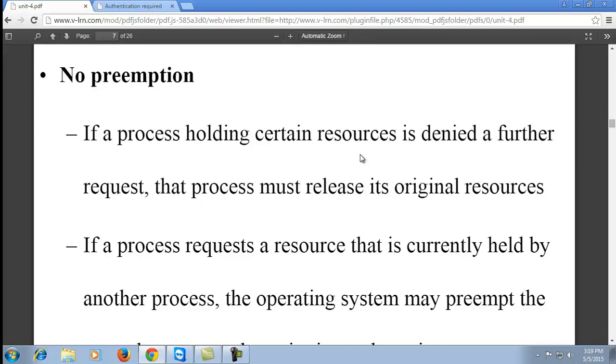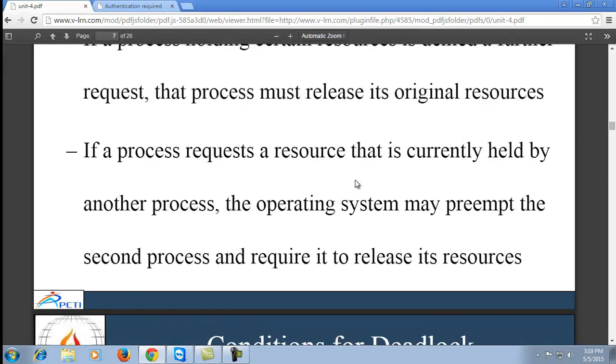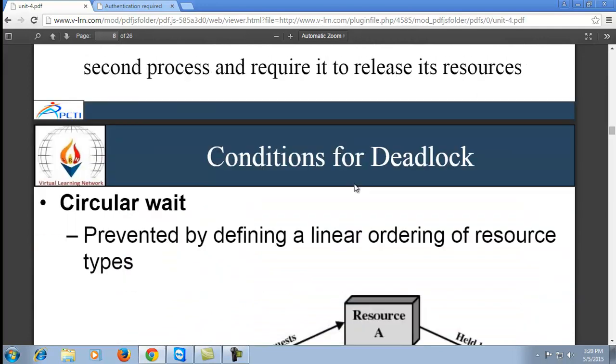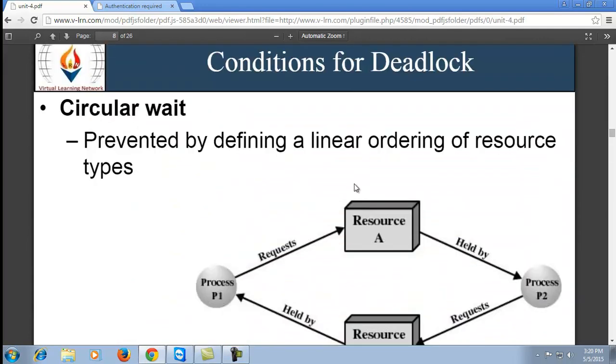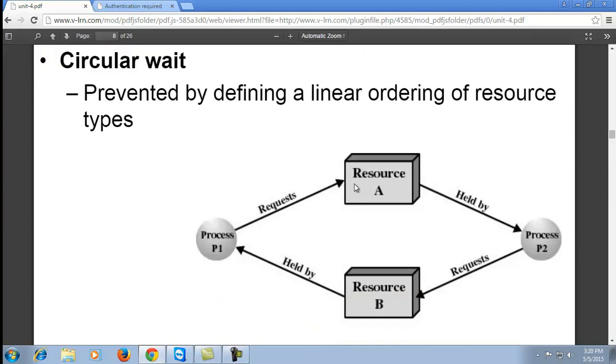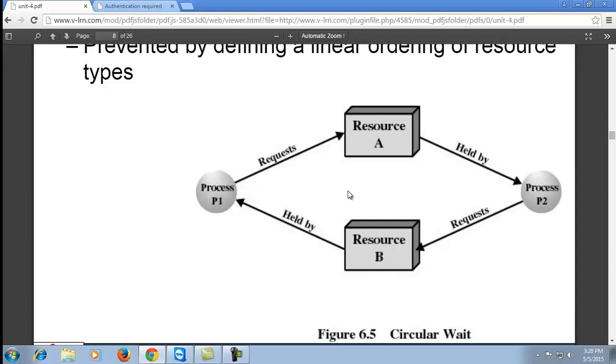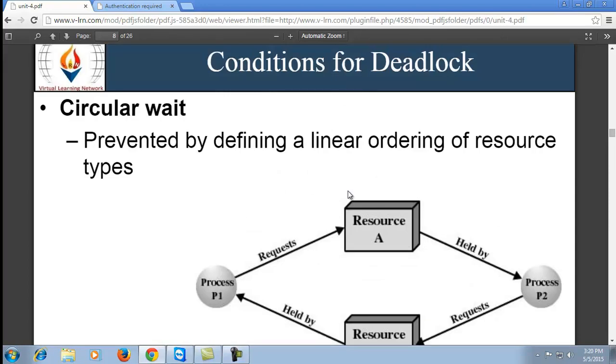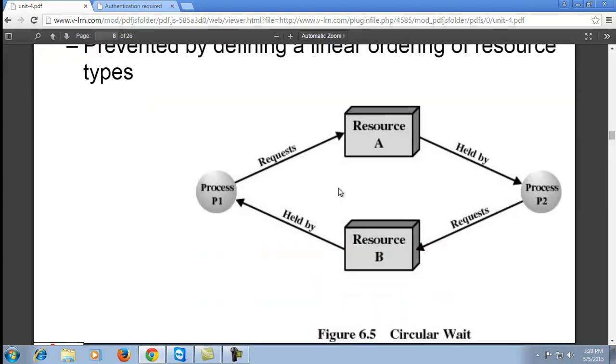If a process requests a resource that is currently held by another process, the operating system may preempt the second process and require it to release its resource. The next condition is circular wait, prevented by defining a linear ordering of resource types. In this problem, a resource is held by a single process, but it is requesting another resource which is held by another process, and this is happening among more than two, up to n, processes. So the circular waiting condition occurs at that time.